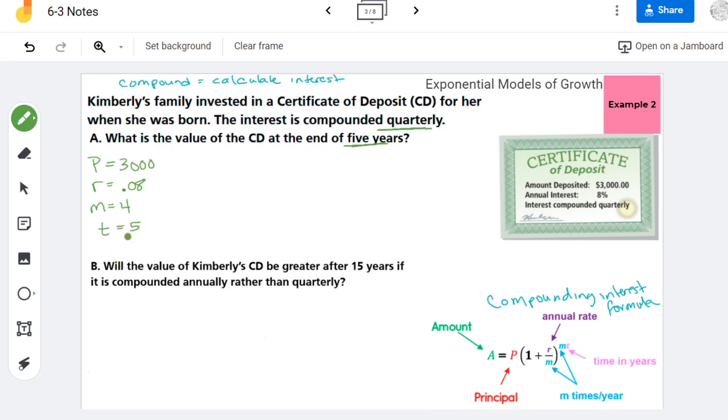Now I have enough information gathered that I can use this formula to figure out the amount of the CD at the end. A, the amount at the end, is equal to our principal amount, $3,000, times 1 plus my rate divided by my M, my compounding number. So I'm going to do 0.08 divided by 4. And then our exponent is our compounding number times the amount of years it happens, so 4 times 5.